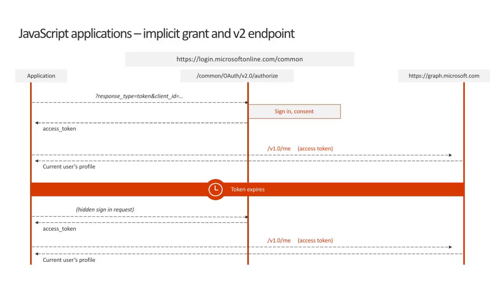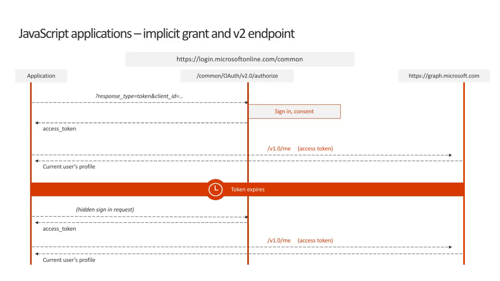In this case, the call to common/OAuth/v2/authorize is going to pop up a login screen and request a permissions consent. The access token is then going to be returned as part of the HTTP response, but notice it's an access token. It's not a code like we saw in the previous one. The MSAL library is going to handle the hidden sign-in requests when things expire, which is going to end up being transparent to the end user. They're not going to see anything happen behind the scenes.